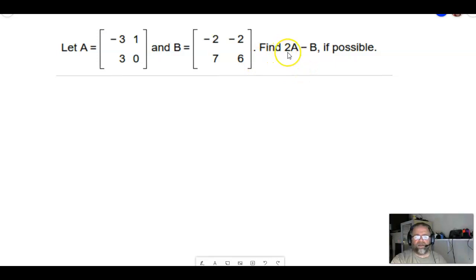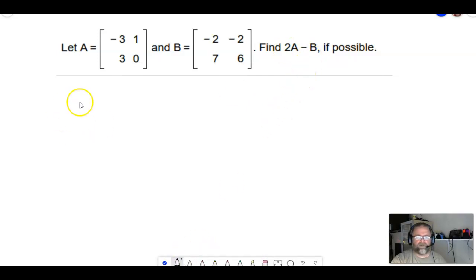And the other thing we have to know how to do is multiply a matrix by a scalar, and that's pretty easy too. All that's doing is multiplying each one of those elements by that number. A scalar is just a number. So let's go ahead and do this. It shouldn't be too hard.